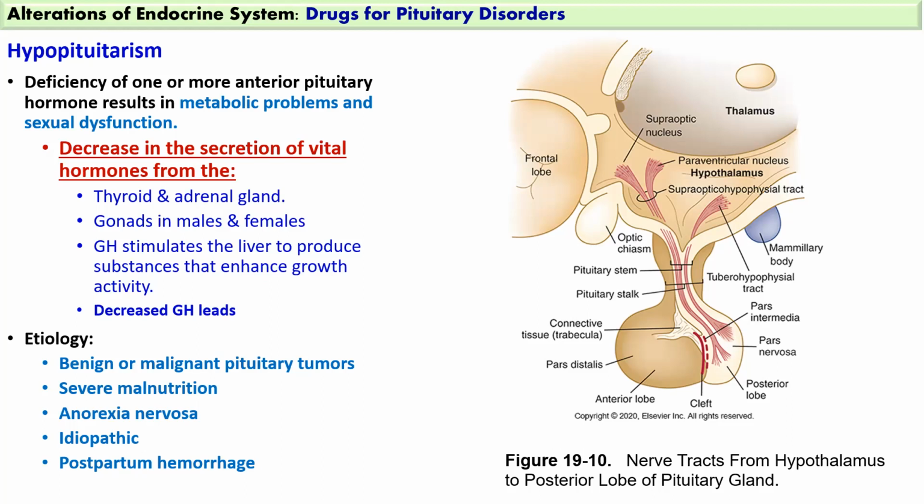For example, growth hormone stimulates the liver to produce substances known as somatomedins that enhance growth activity. Decreased growth hormone leads to osteoporosis in adults, for example, because growth hormone makes the bone more solid and stronger. So osteoporosis may result in adults from decreased growth hormone.